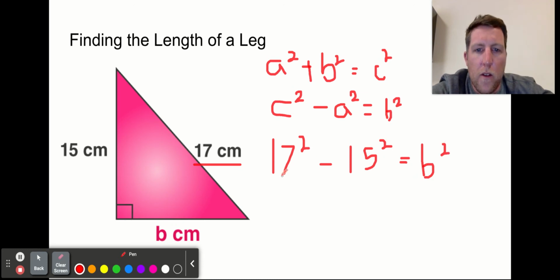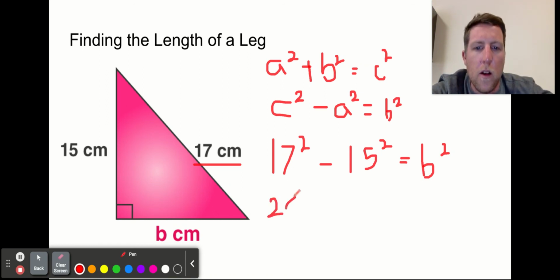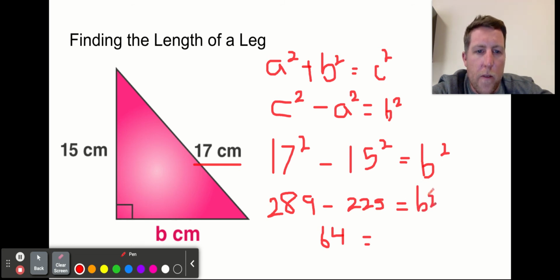Okay, so 17 squared is 289. Sorry, what am I talking about? I was thinking 13 squared. Okay, 289 and minus 15 squared, which is 225. I know that one off the top of my head. And when we subtract those, we end up with 64, which is equal to b squared. I should write that on all of these. Here, b squared as well.